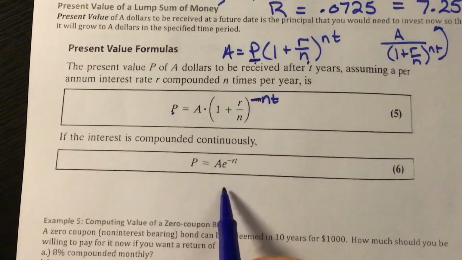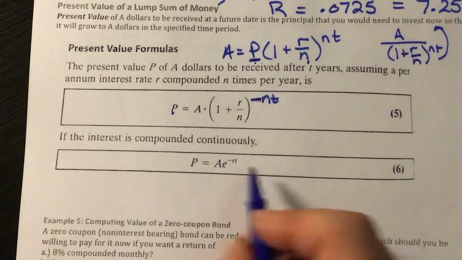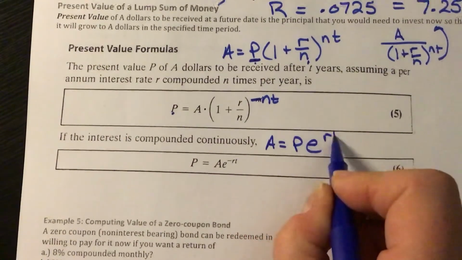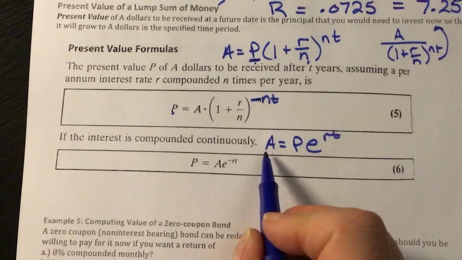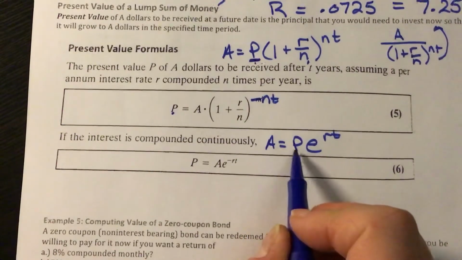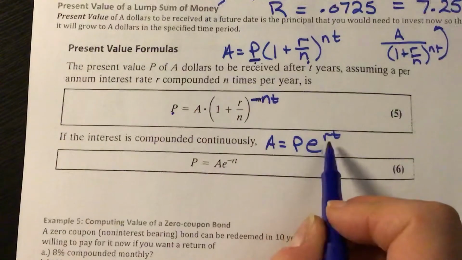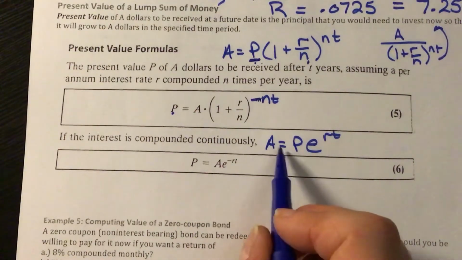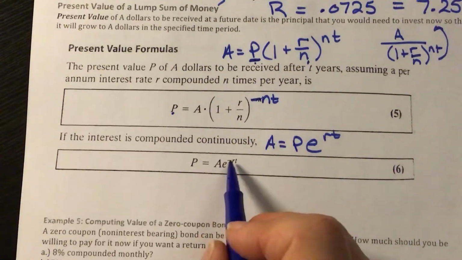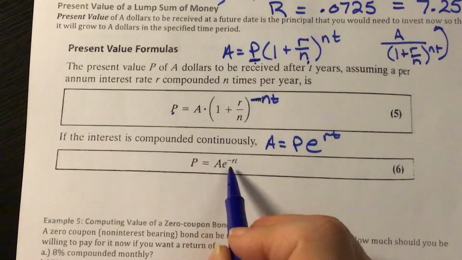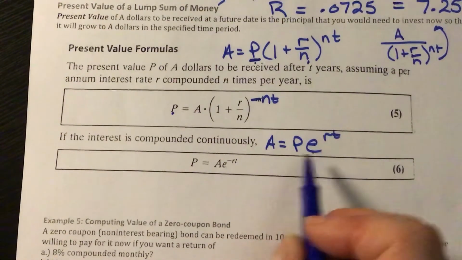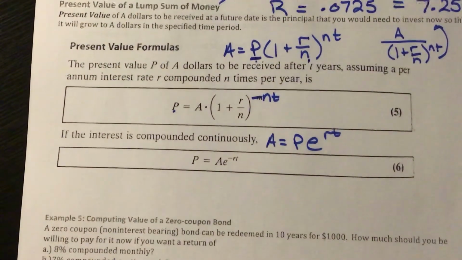Same thing if it's compounded continuously. Remember, I had A equals P times e to the RT, and if I divide by e to the RT power, I get P. Well, that's the same thing as saying P equals A with all of this on the denominator, right? Because I could put that on the denominator, it would equal the same thing. So it's just another way to write that.